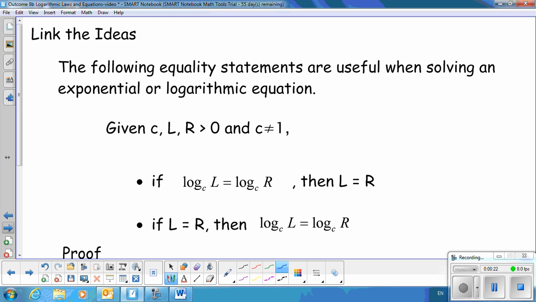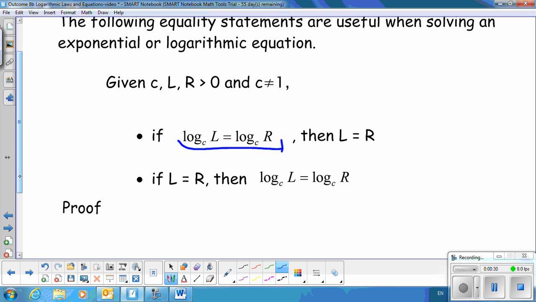if log base C of L equals log base C of R, then L equals R. As well, if L equals R, then we can take the log of both sides and say that the log base C of L is equal to the log base C of R.